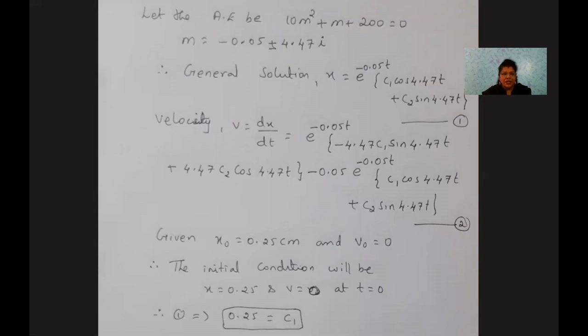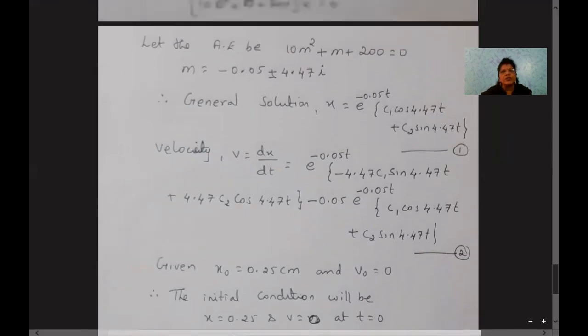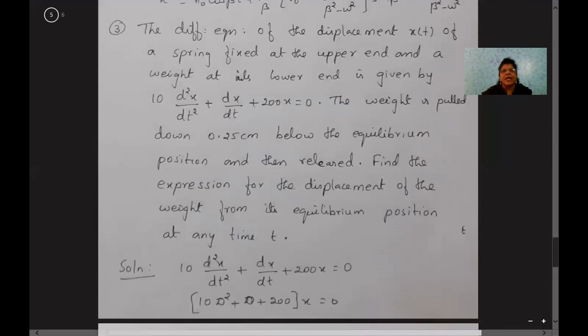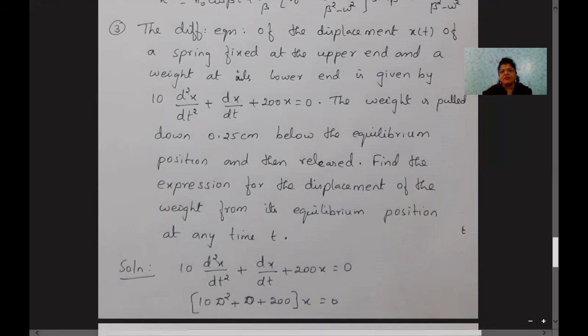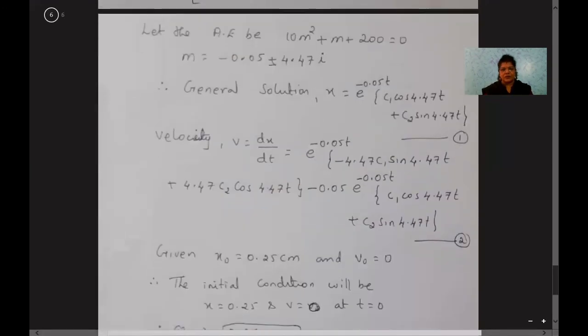Now let me apply the initial condition. What is the initial condition? X naught they have given 0.25 and V naught they have given 0. Whether they have given directly this? No. Using the statement they have given. What is the statement? The weight is pulled down to 0.25 centimeter below the equilibrium position and then released. Means the displacement is 0.25. That is initial displacement. That is x naught they have given 0.25 and then below the equilibrium position and then released, means velocity. The initial velocity is 0. That is v naught is equal to 0.